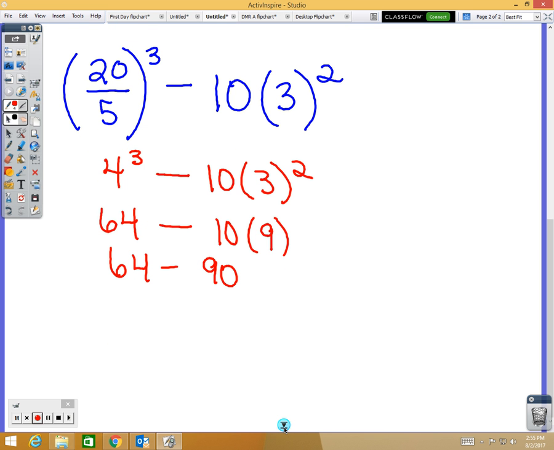Uh-oh. What happened to us? Ooh, nice. I think there's only one negative on your assignment, so don't get too worried, okay? Remember, you're thinking backwards. 64 positives, 90 negatives. Since they're different signs, we're subtracting. That's why people got 26. And since there were more negatives, that's why it's a negative 26.